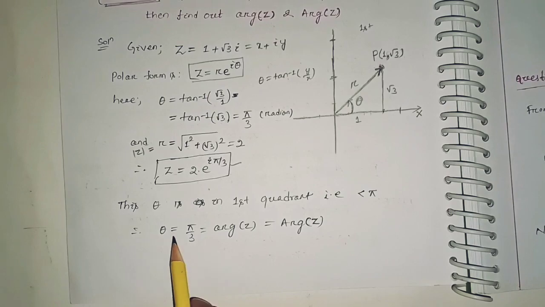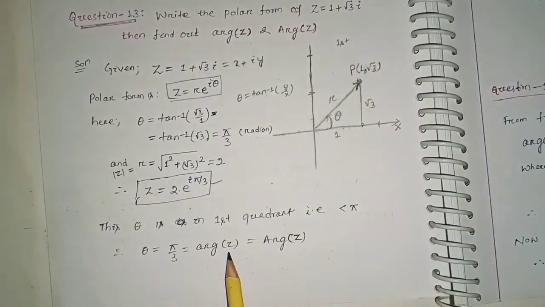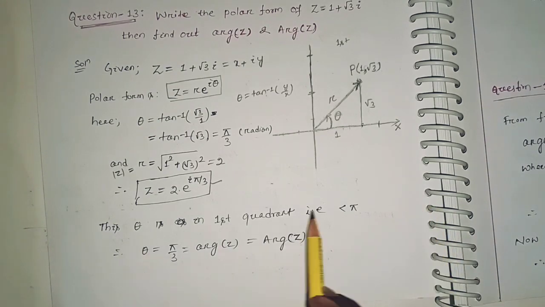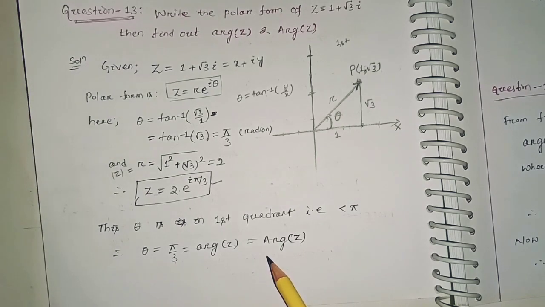And this angle lies in between minus pi to pi. So obviously the argument of Z will be the principal argument of this complex number. So clearly I have written in the note that theta is in the first quadrant, that is, less than pi. So this theta is less than pi, hence theta equal to pi by 3, which will be called the argument or principal argument of this complex number, right?